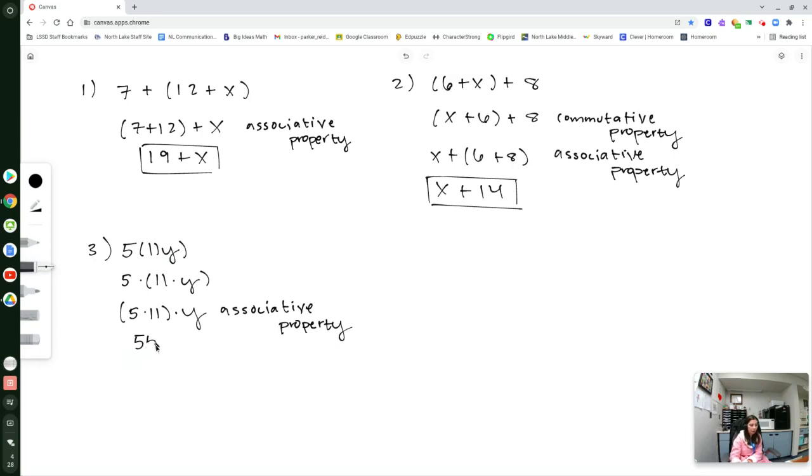5 times 11 is 55. So now I have 55 times y, or we could just write 55y. This is our simplified expression. We got those whole numbers together in the same group to make this just a little bit shorter.